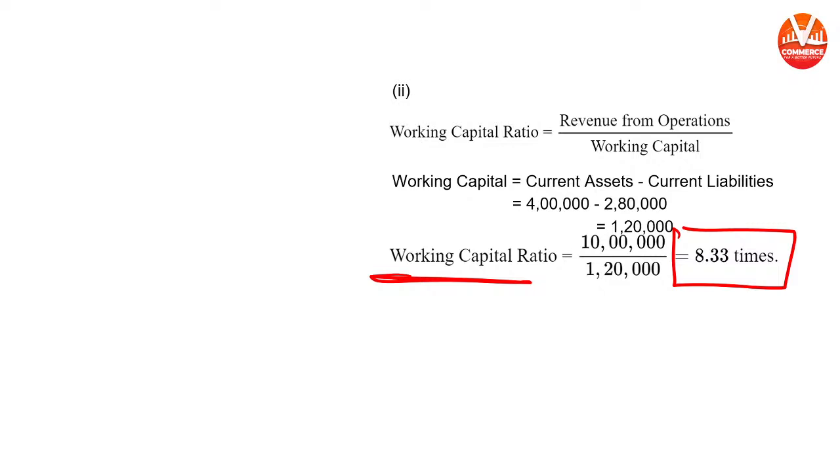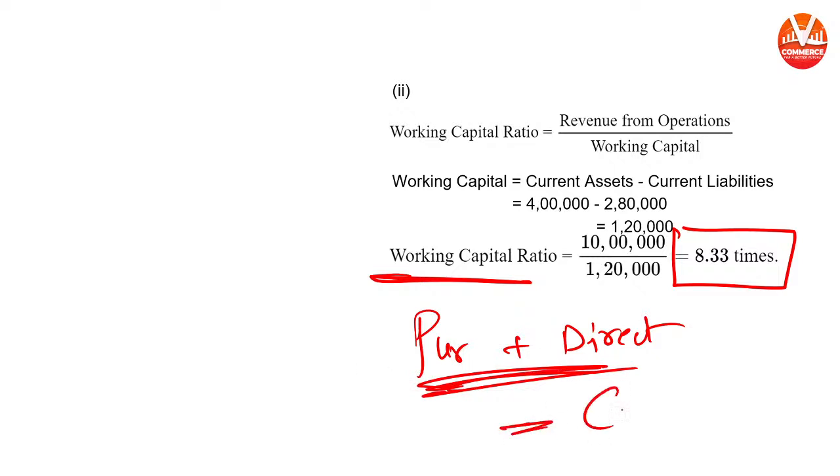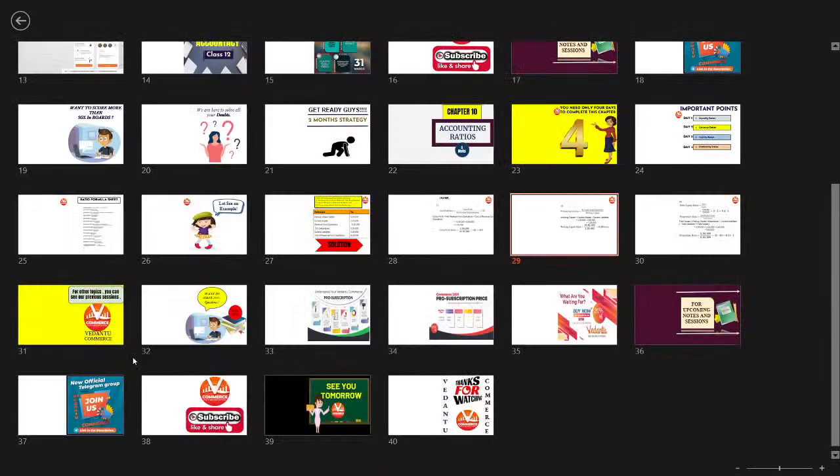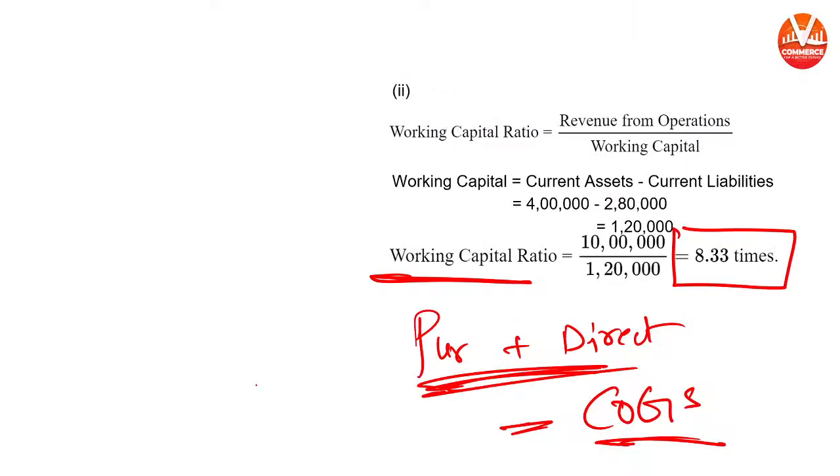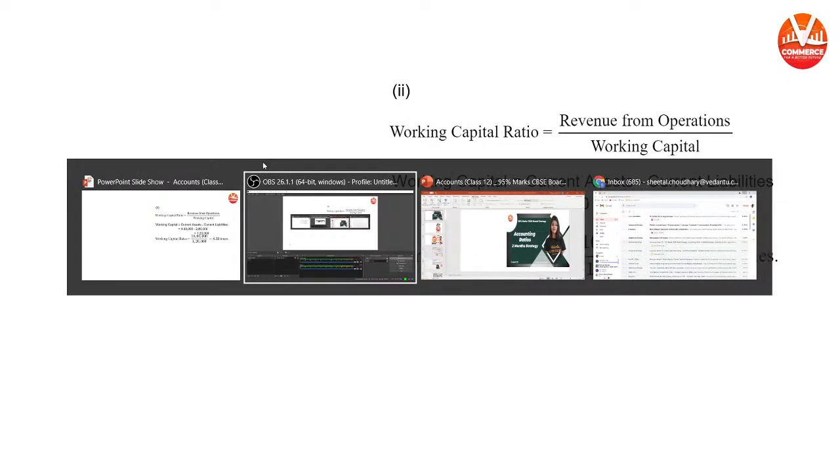Gross profit का formula था 11th में sales minus. Yes भावेश, जो आप sales में से minus करते हो purchases plus direct expense, it is equal to cost of goods sold. So you are using the same formula in class 11th also. So this is your working capital ratio, 8.33 times.